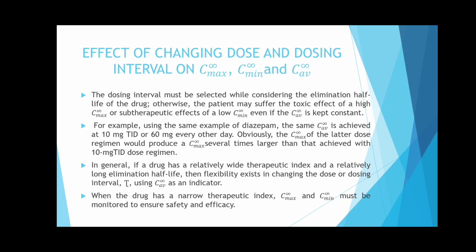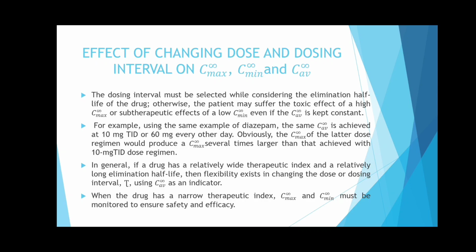Okay, in general, if a drug has a relatively wide therapeutic index and a relatively long elimination half-life, then flexibility exists in changing the dose or dosing intervals tau using the average steady state concentration as an indicator. So we can do this if a drug has got a wide therapeutic range, means the therapeutic window should be high enough so that higher dose may not go beyond the MTC concentration. When the drug has a narrow therapeutic range, then the maximum steady state concentration and minimum steady state concentration must be monitored to ensure safety and efficacy.